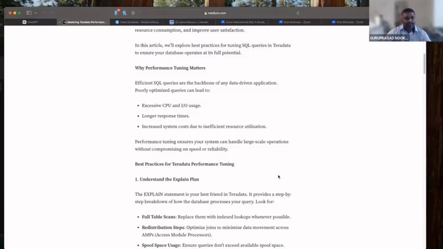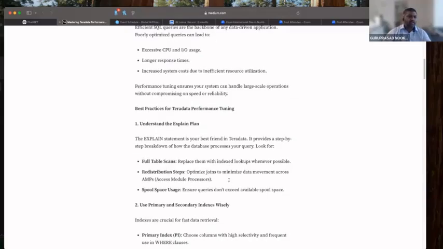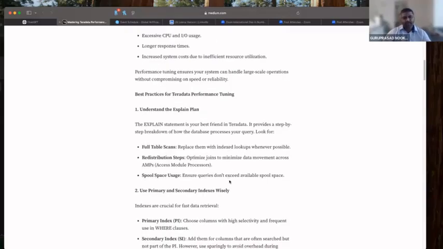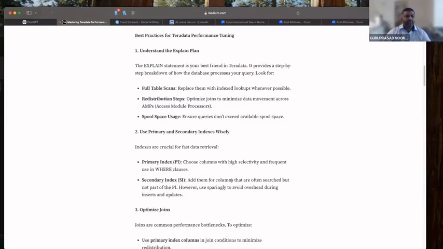So as I explained earlier, by following those 11 performance tuning techniques, you can overcome excessive CPU and IO and longer response time. Instead of waiting for a long response time, you can quickly get the result set by following all these techniques. Like understanding the explain plan. Explain plan is a sequence of steps that the optimizer gives from the database, like full table scans, redistribution steps, spool usage, all these kinds of details. In-depth explanation will be there in each and every explain plan, which is generated by the database itself.